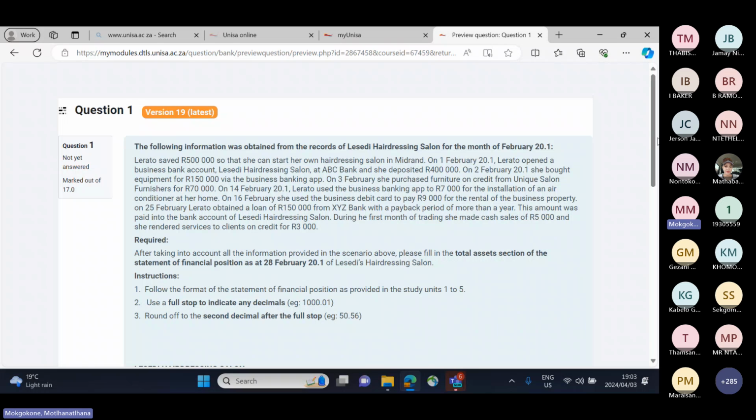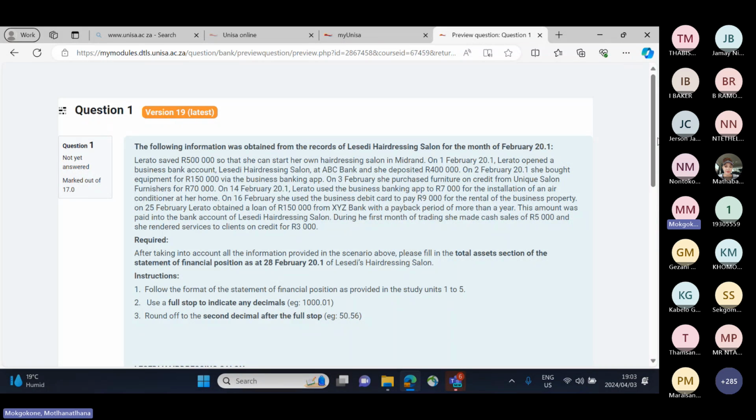Is the 400,000 deposited? Is the 150,000 she used to buy equipment, you minus the 150,000. And also the 7,000, she used the business bank app to buy equipment, you minus 7,000. And also she used the business debit card to pay for rental of the business property, you minus 9,000.